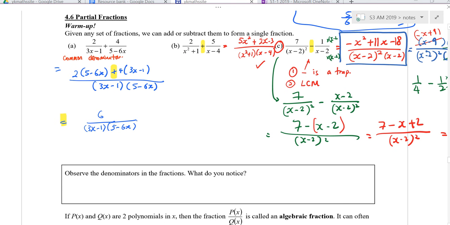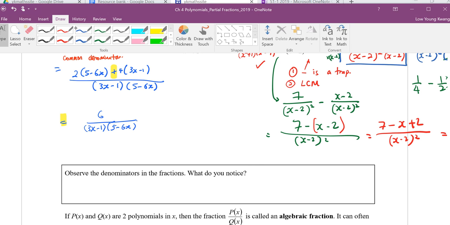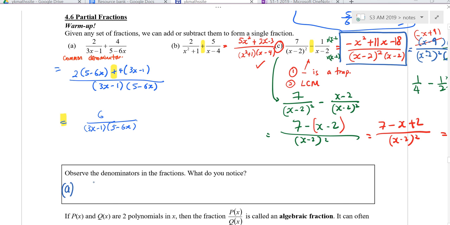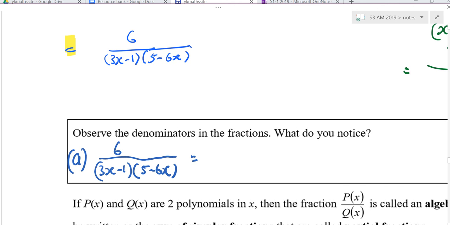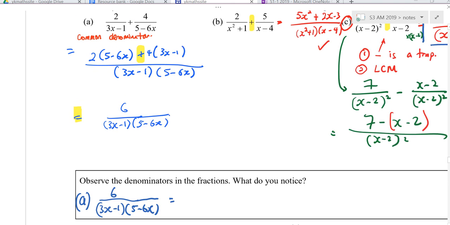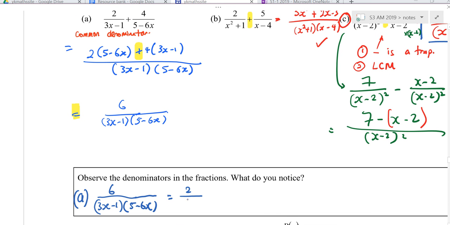Can I write A? Okay, let me start by A. Can you write this? 6 over 3x minus 1. Am I the only one writing? Now, what do you think is equal to? Do you see this is the answer for A? Can you write down the question for A? 2 over 3x minus 1 plus 4 over 5 minus 6x.